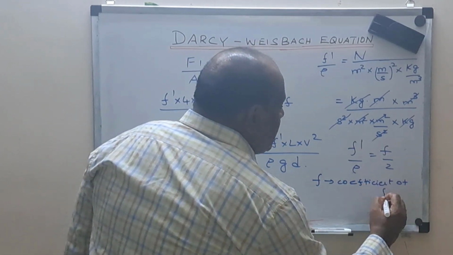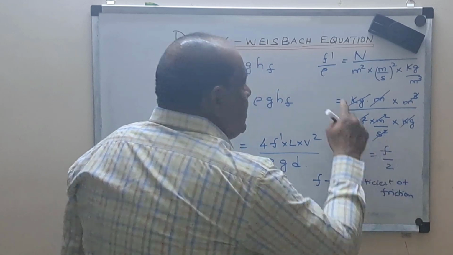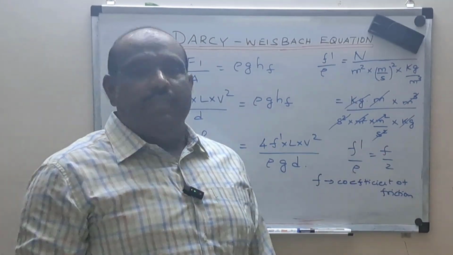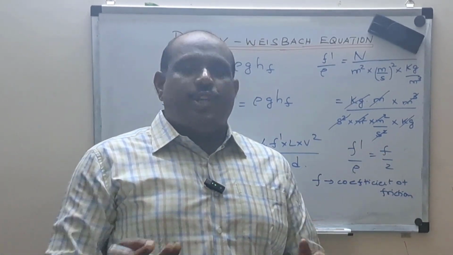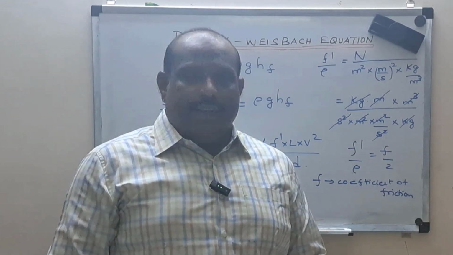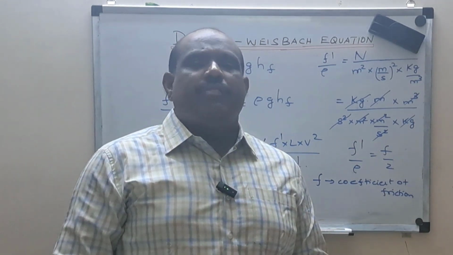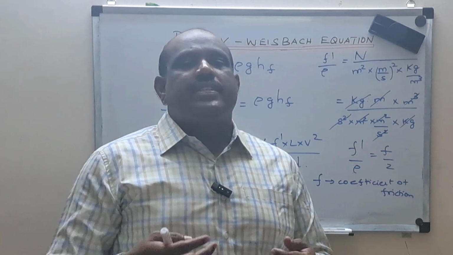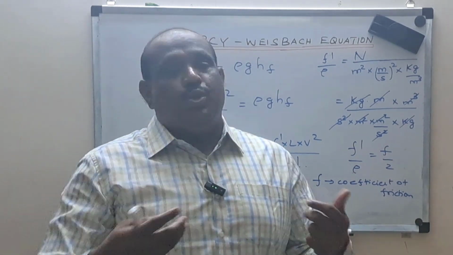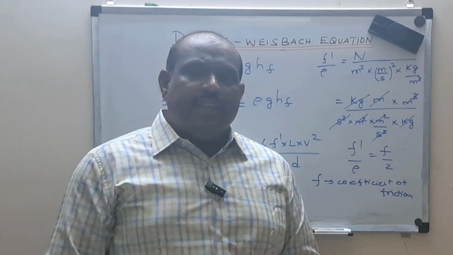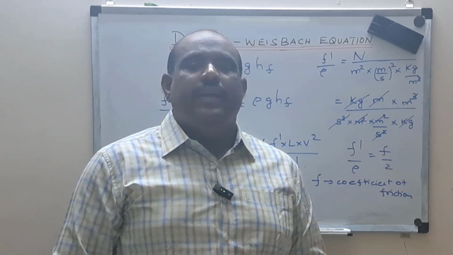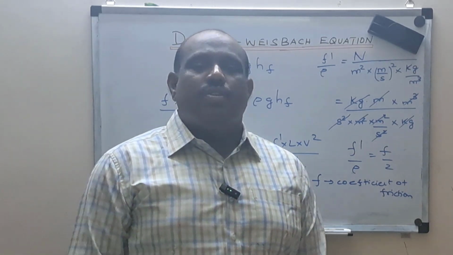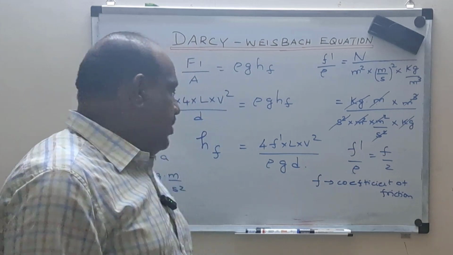Got the logic? Why am I telling it is a constant? Because this doesn't have any unit. When it doesn't have any unit, it should be a ratio, which is a pure number. So I want to represent f dash by rho as another constant, which I can call even f or 2f or 4f, but purposefully I am calling it f by 2, where f is called the coefficient of friction.